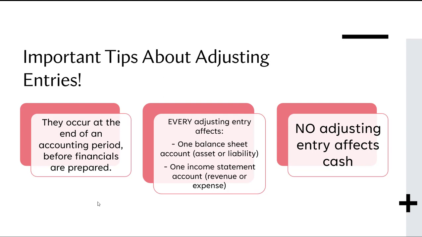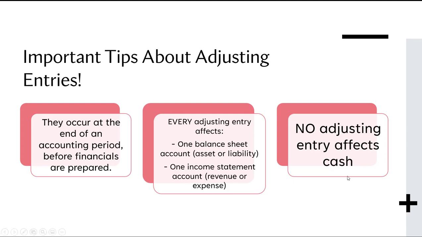So that means you're going to hit either an asset or a liability, and you're going to hit either a revenue or expense. Okay, so if you have one, then maybe you know the other. For example, if you have a salaries payable, you know that's a liability. That means you're looking for a revenue or an expense account.